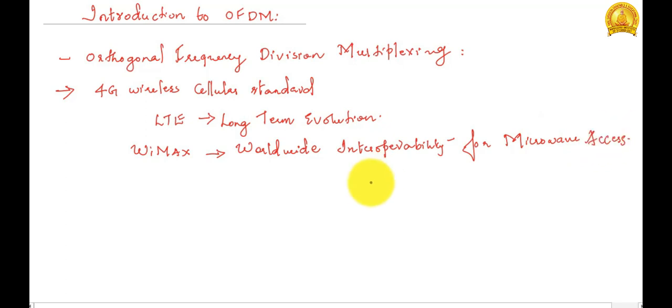Okay, and it is also used in modern wireless Wi-Fi standards. In Wi-Fi standards also this OFDM is the basic principle, in the wireless Wi-Fi standards like 802.11n, 802.11ac, etc. So in all these, OFDM is the underlying technology.